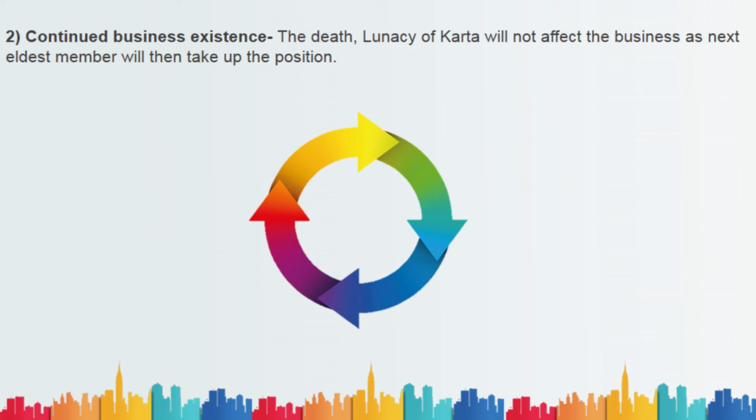Moving on to the next merit, that is continued business existence. When compared to the previous form of business organization, that is sole proprietorship, where continuity depends on one person, here the business will not be affected by the Karta's death, insanity, or anything else, since the position is filled by the next eldest person. So he can continue the business.